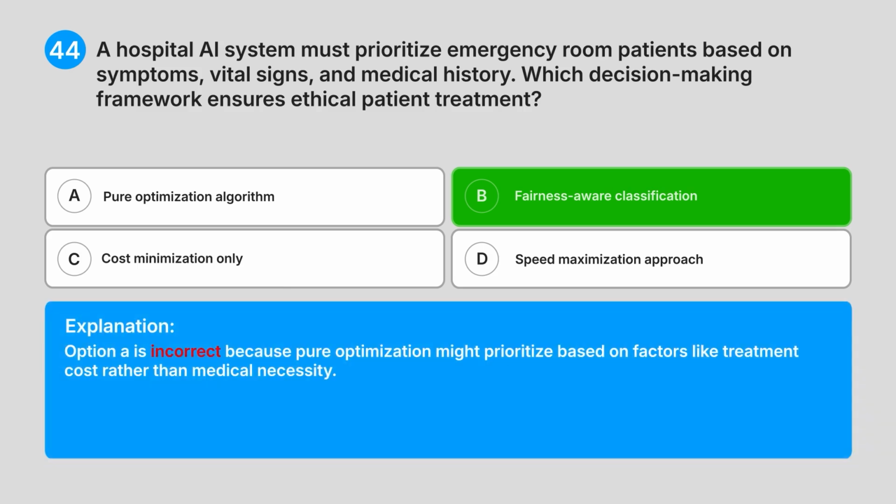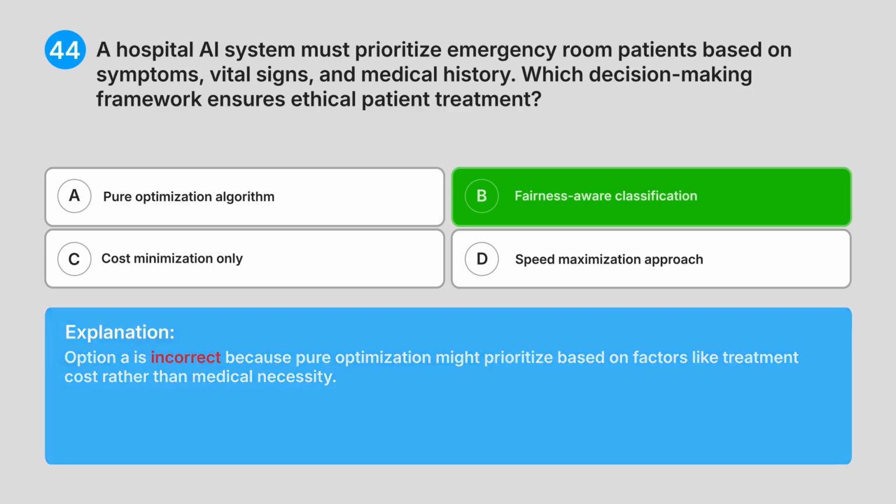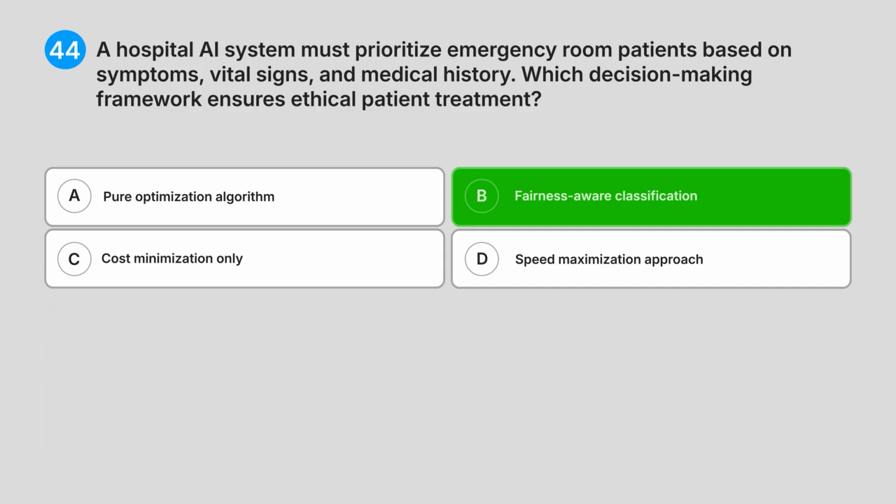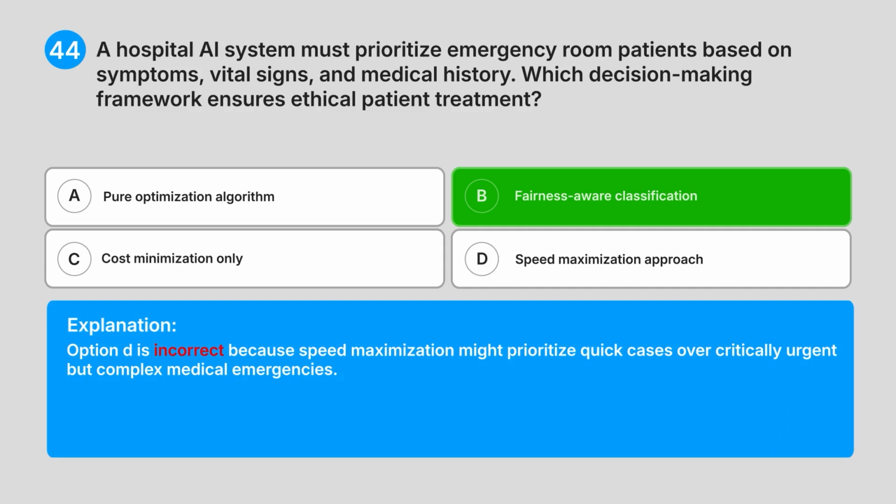Option A is incorrect because pure optimization might prioritize based on factors like treatment cost rather than medical necessity. Option C is incorrect because cost minimization could deny treatment to expensive cases regardless of medical urgency or need. Option D is incorrect because speed maximization might prioritize quick cases over critically urgent but complex medical emergencies.